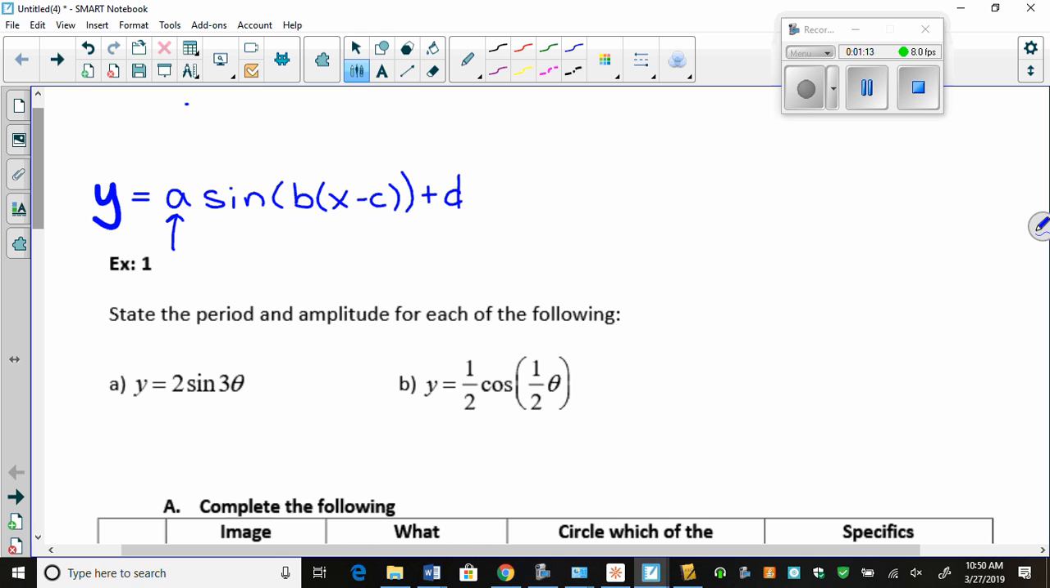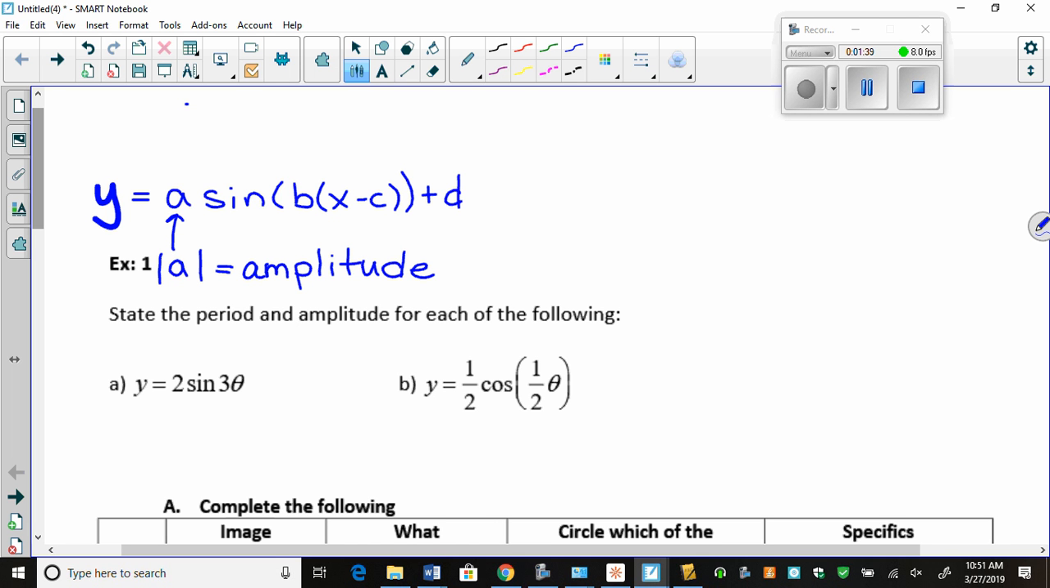correct? So this a value, actually the absolute value of the a is my amplitude. So off of a graph, I'd have to count from minimum to maximum and divide by 2. But off of an equation, it's just the absolute value. And the reason why it's the absolute value of a is, once again, amplitude is always positive because it's a distance. Okay? So that will give me my amplitude.